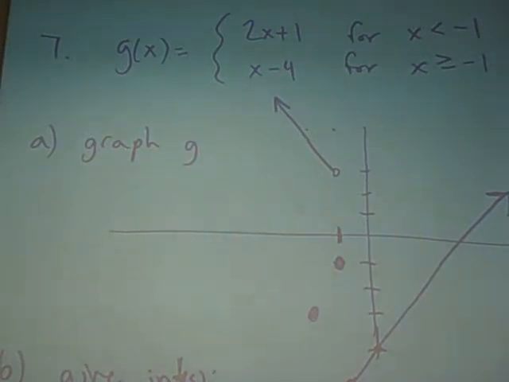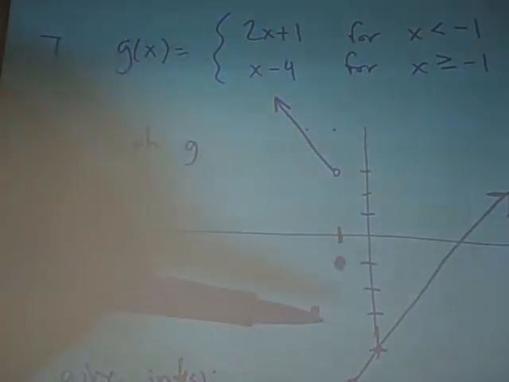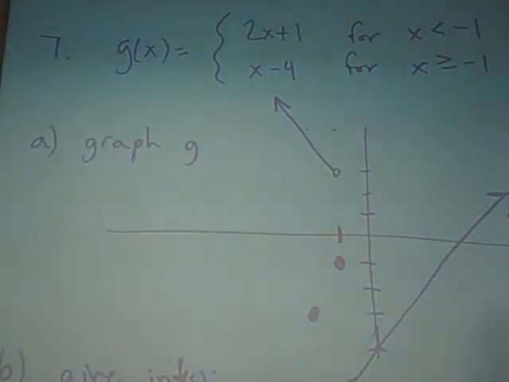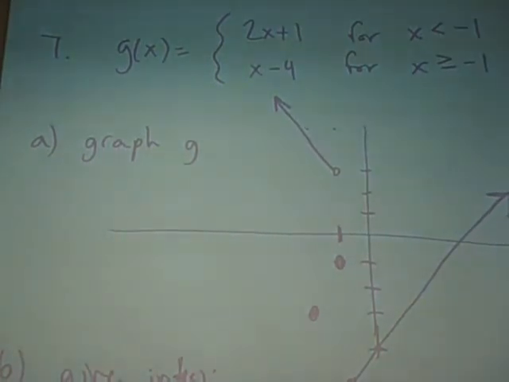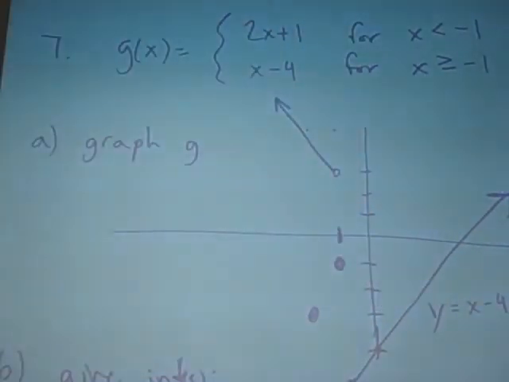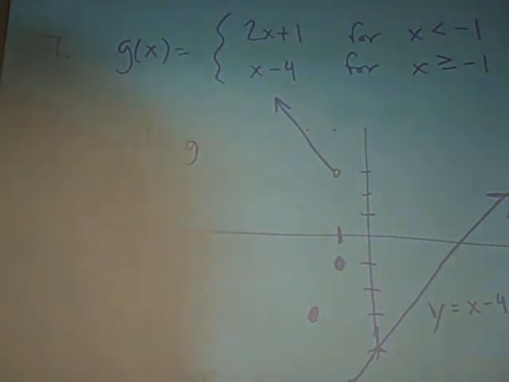Intercepts, it has an x-intercept and it has a y-intercept. The y-intercept is easy. It's 0, negative 4. And the x-intercept, we just need to find this point right here where it's crossing. And we use the x minus 4 function because that's what this is. This is y is equal to x minus 4. And so just put in 0 for y and x is equal to 4 there. So 4, 0.